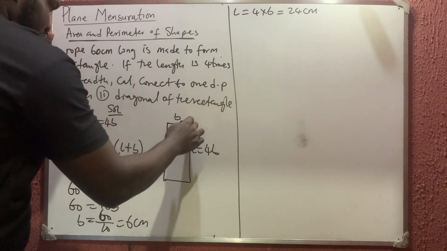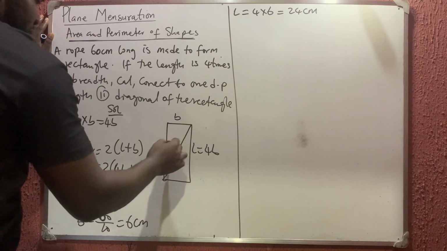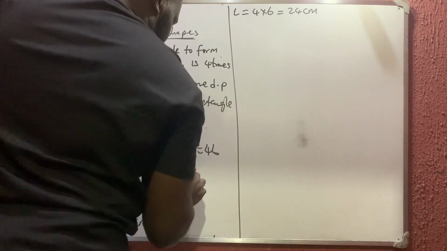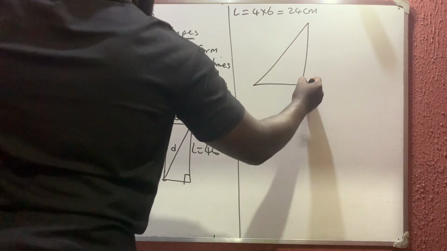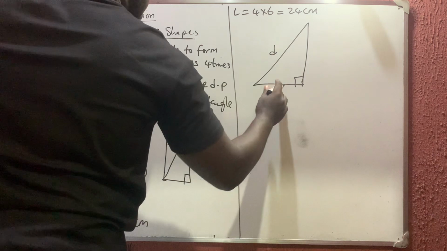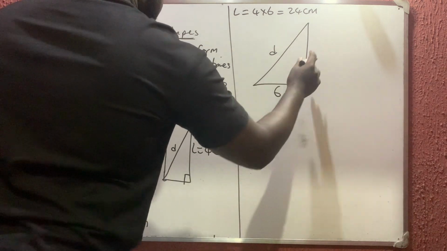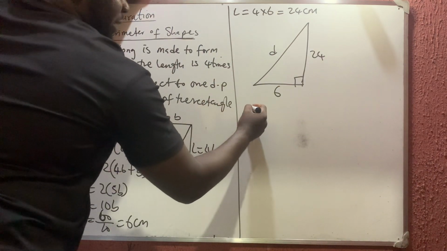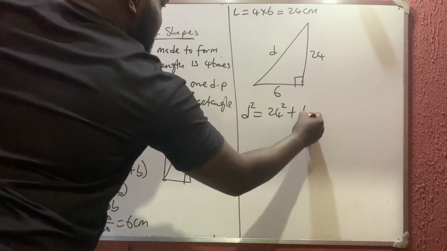So let's have that this is the diagonal. So if this is the diagonal, let's call it D. So obviously, and here is 90 degrees. Obviously, we are having a Pythagoras theorem. This is a right angle triangle. So the diagonal is our D. We have that here is our B, and we have gotten our B to be 6. This is 6, and then here is 24. So obviously, we are going to say that what? Using Pythagoras theorem, we say that D squared is equal to 24 squared plus 6 squared.